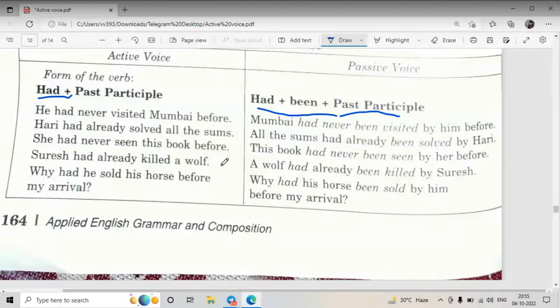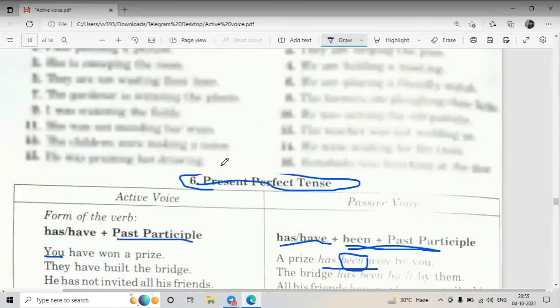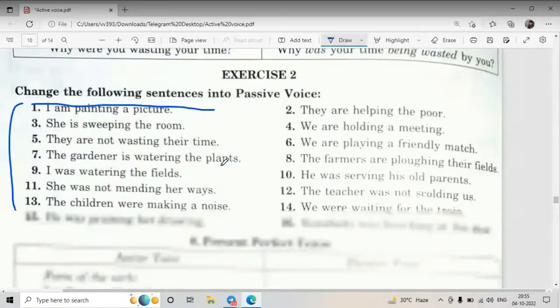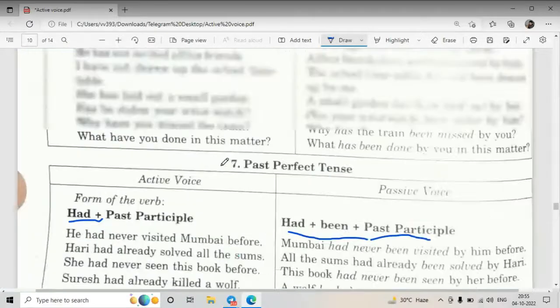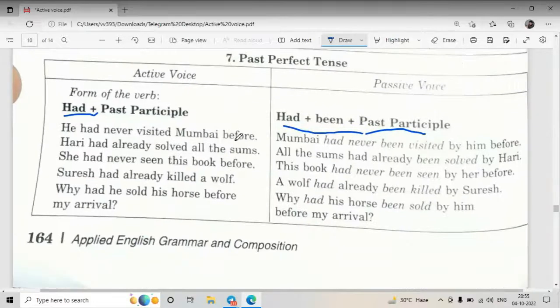Okay, Suresh had already killed a wolf. A wolf had already been killed by Suresh. So these are some examples of the past perfect tense. Hope you all understood it well. Now, anybody of you, if you have any doubts, you can ask me, and you are also invited to make some sentences on this past perfect tense.